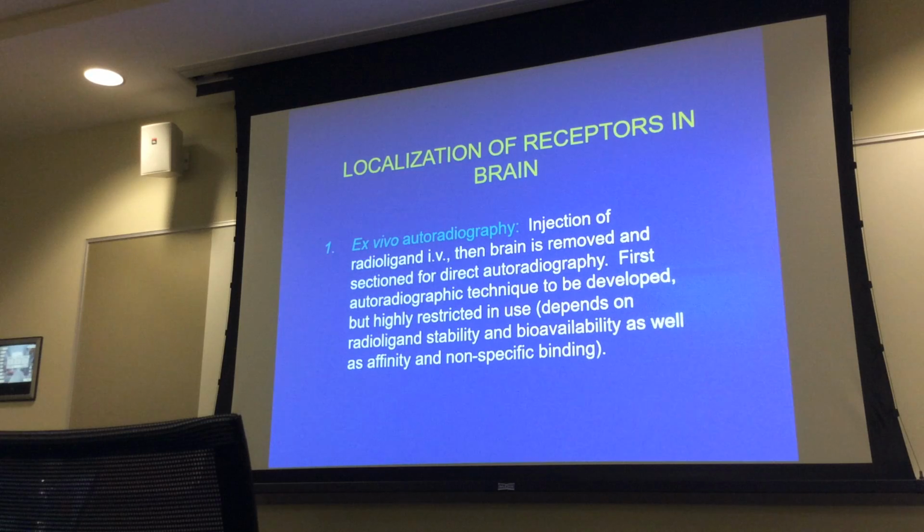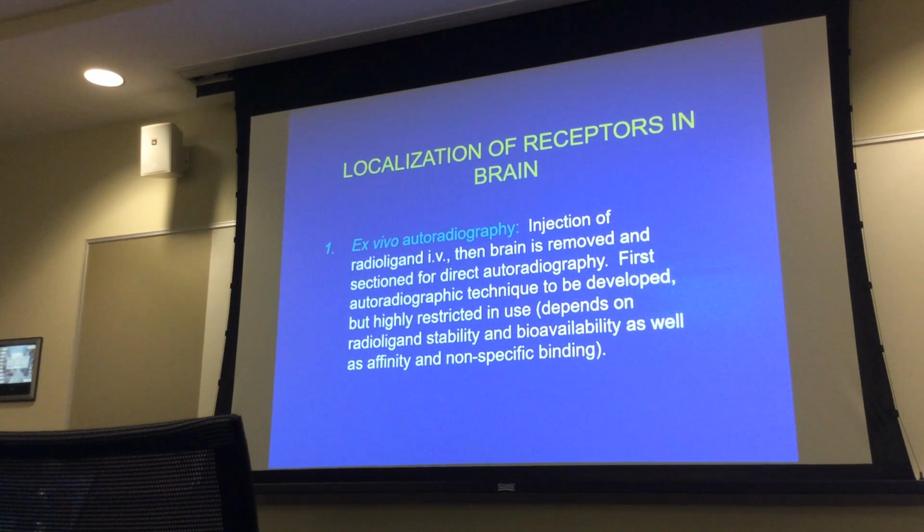And then, of course, the radiolabeled drug will then go into the brain, bind to the receptors, and once it's bound to the receptors, then you can sacrifice the animal, remove the brain, and section it for autoradiography. And so by taking the sections of brain and putting them against film, you can see precisely where the radioligand, the radiolabeled drug was associated.